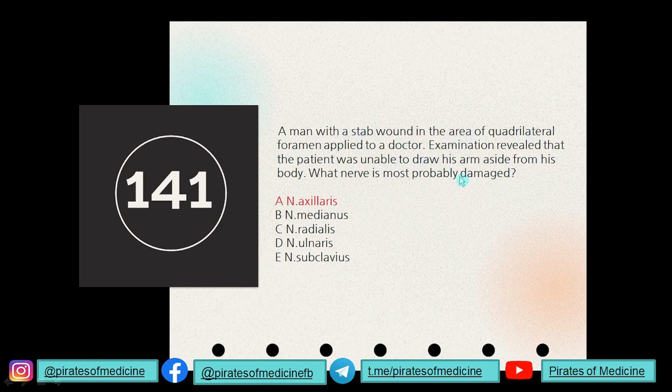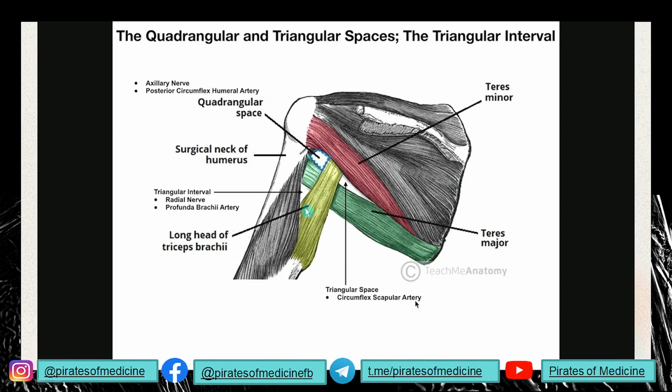So there are three main spaces in the axillary region. We have the quadrilateral foramen or the quadrangular space, we have the triangular interval, and we have the triangular space. Note down the contents of these spaces. The triangular space has the circumflex scapular artery, which is a branch of the axillary artery. The triangular interval has the radial nerve and the deep brachial artery, and the quadrangular space or the quadrilateral foramen has the axillary nerve and the posterior circumflex humeral artery.